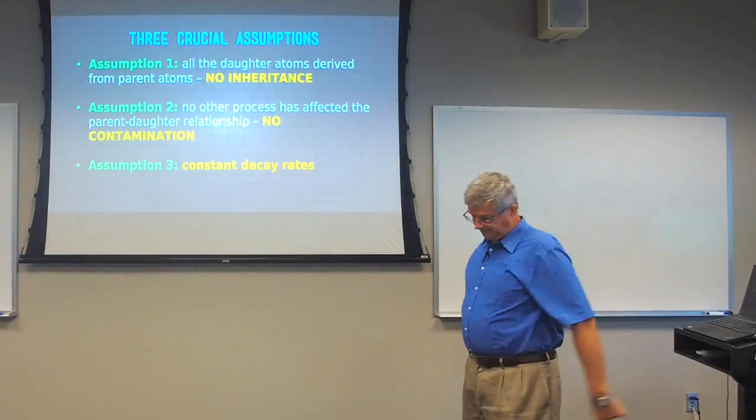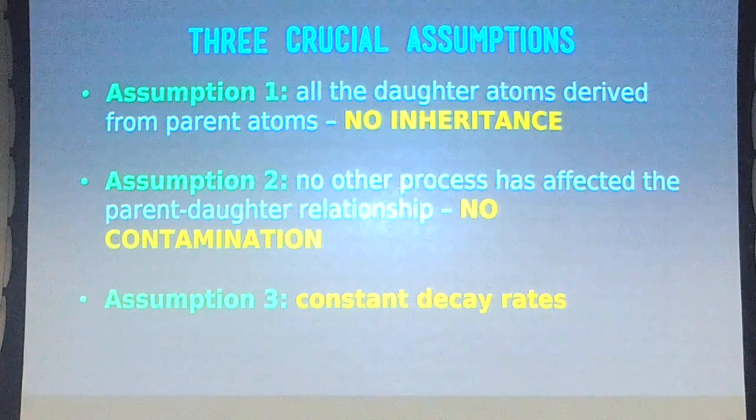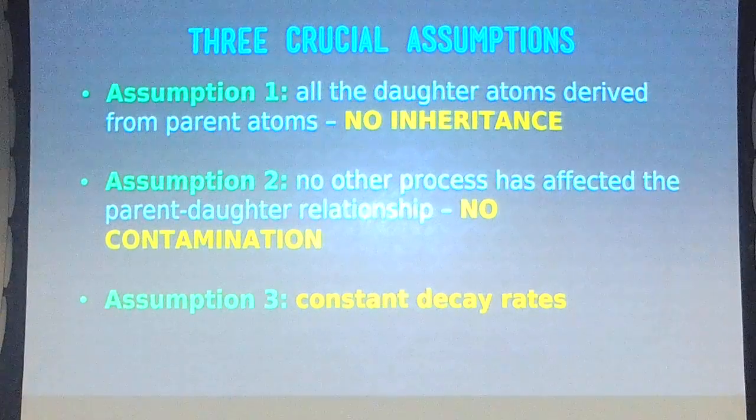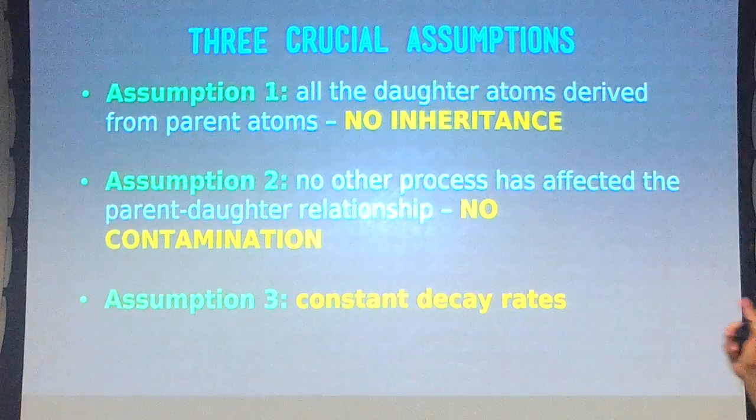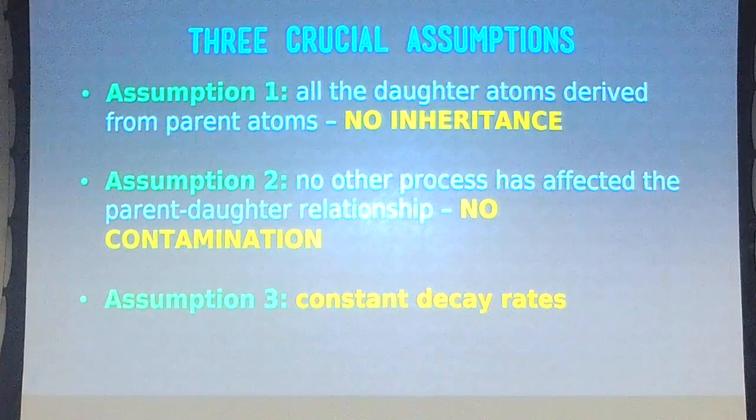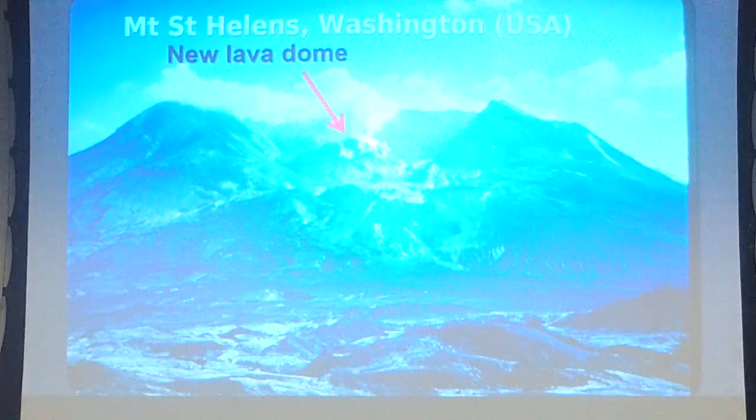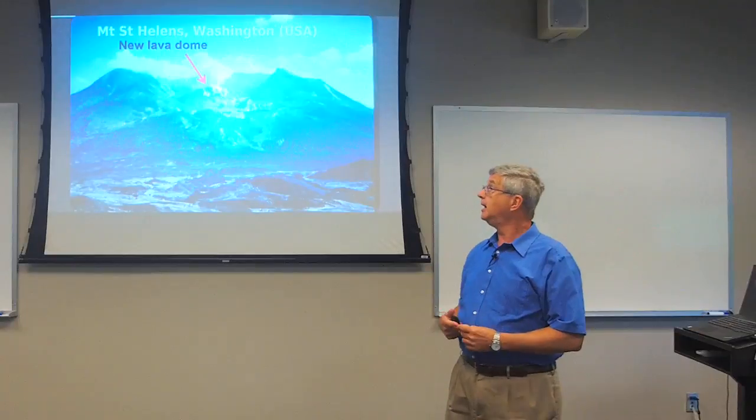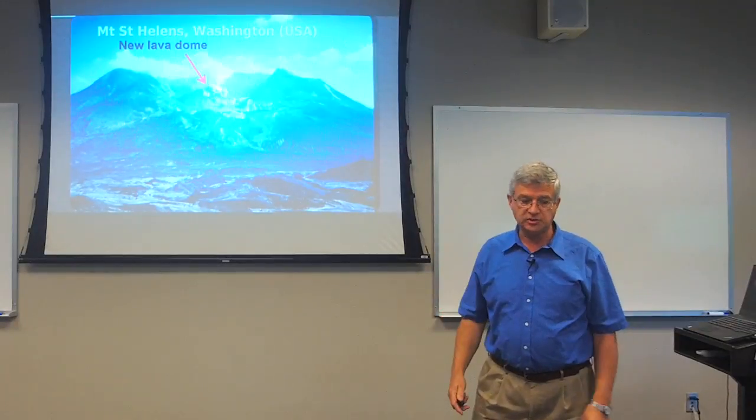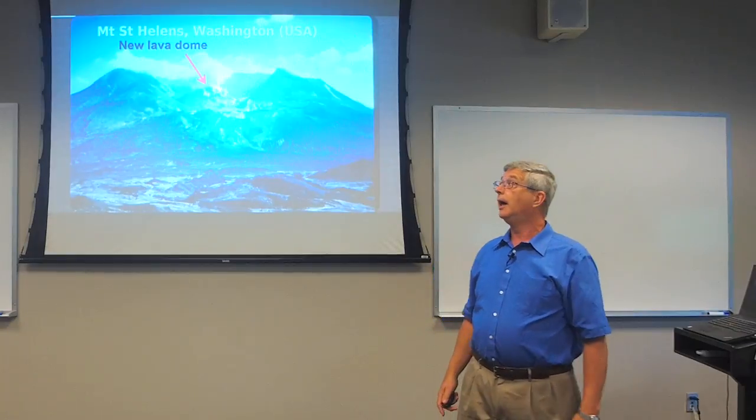So let's go through these. Assumption number 1, no inheritance. Assumption number 2, no contamination. Assumption number 3, constant decay rate. So let's illustrate this, which is the best way, with specific examples. Dr. Austin talked about Mount St. Helens yesterday. He didn't tell you, though, the rest of the story.